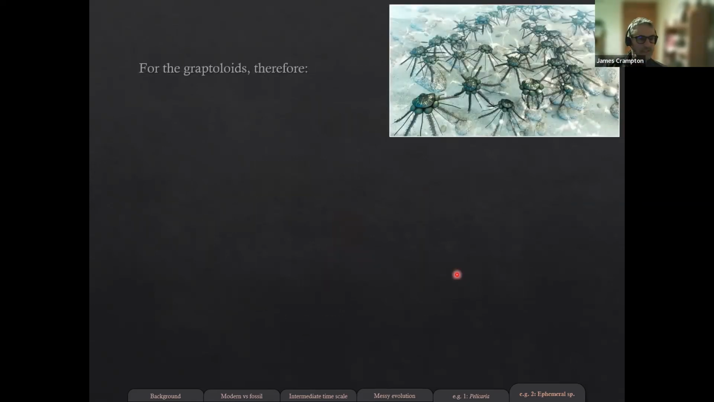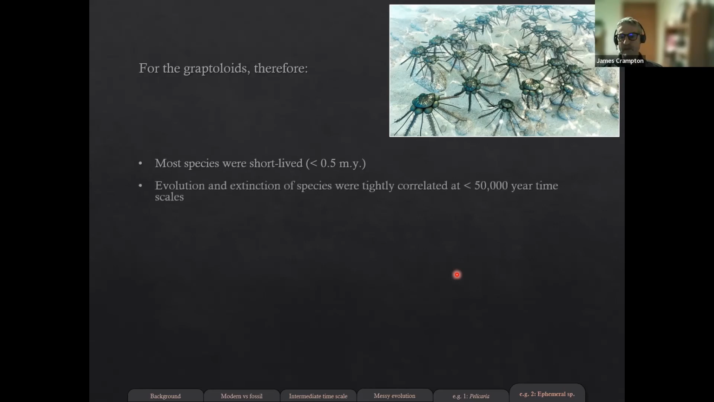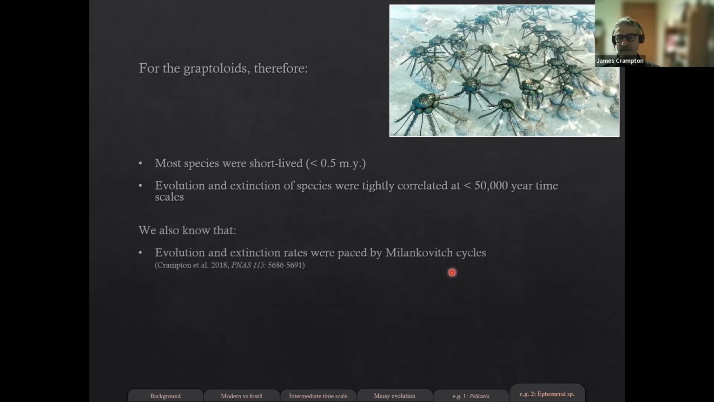So if we bring all this together, and some other stuff which I haven't talked about, most species were short-lived, less than 500,000 years, and many of them much less than 500,000 years. Evolution and extinction of species were tightly correlated at less than a 50,000 year timescale. So they're happening together rapidly. We also know from other studies that I'm not talking about that the evolution and extinction rates were being driven in part by Milankovitch cycles. So that's the name we give to these wobbles of Earth's orbit. There are very regular wobbles as Earth's going around the sun.